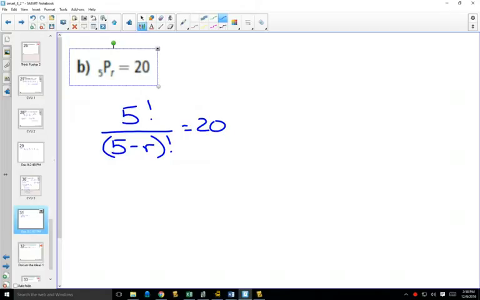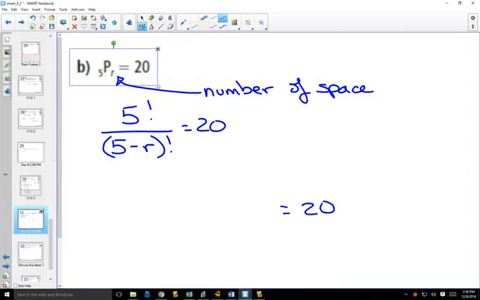Now remember that r in the fundamental counting principle was the number of spaces. So as far as figuring this one out, we need it to equal 20. We know that our starting number is 5, so with one space, we would have 5. Is 5 equal to 20? No. So we add another space. The next number would be 4. Is 5 times 4 equal to 20? Yes. So r is equal to 2.